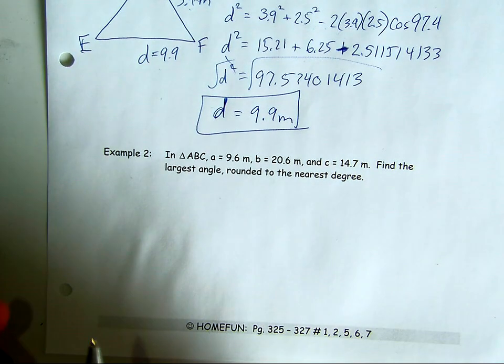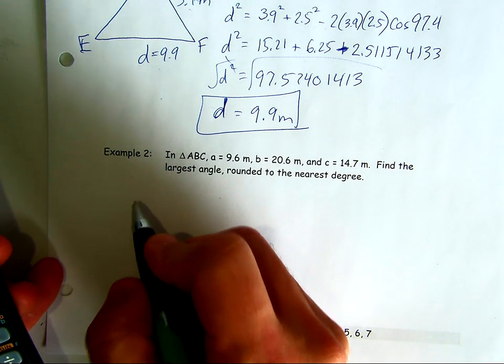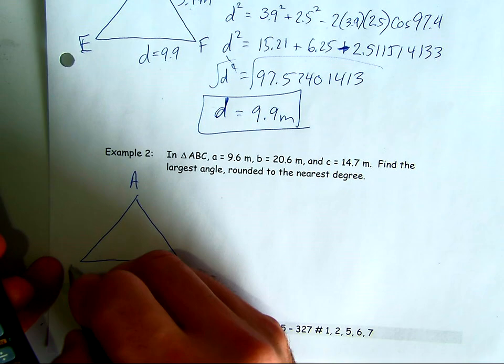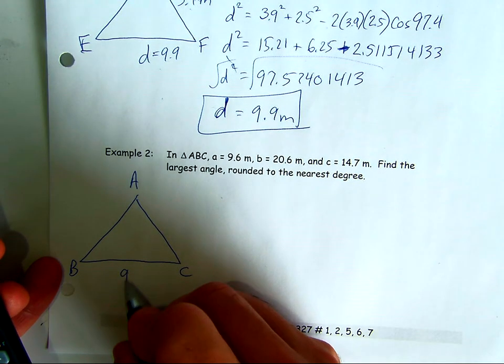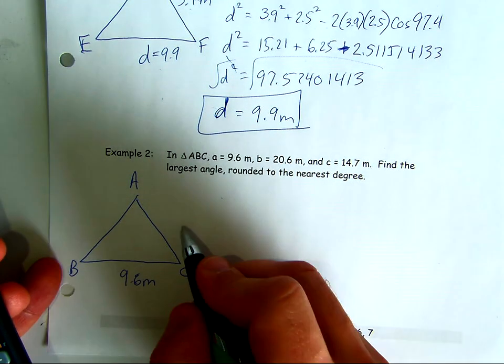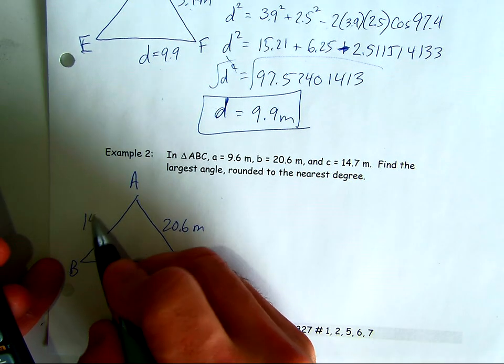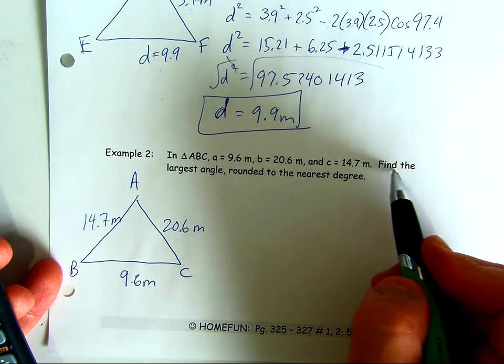Example 2 says, in triangle ABC, little a is this, little b is that, and little c is that. So in triangle 2, again, I always draw my triangles the exact same, ABC. Little a across from big A is 9.6 meters. Little b across from big B is 20.6 meters. And little c across from big C is 14.7 meters. Find the largest angle, round to the nearest degree.